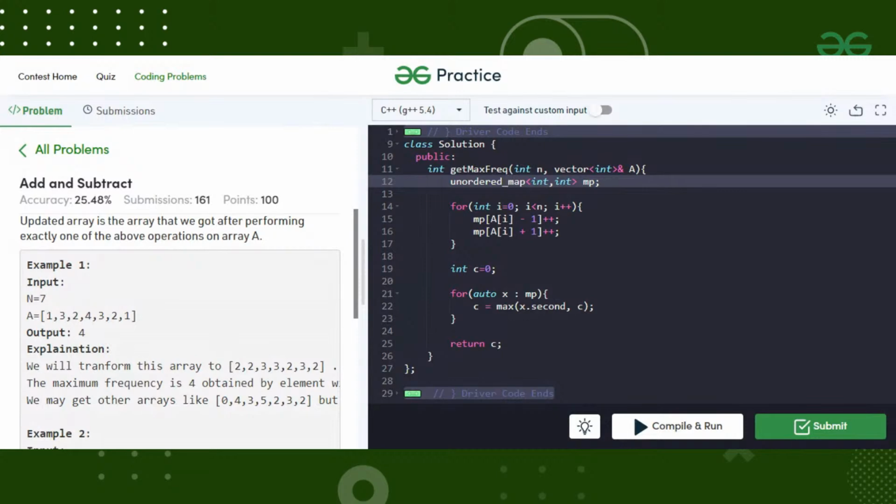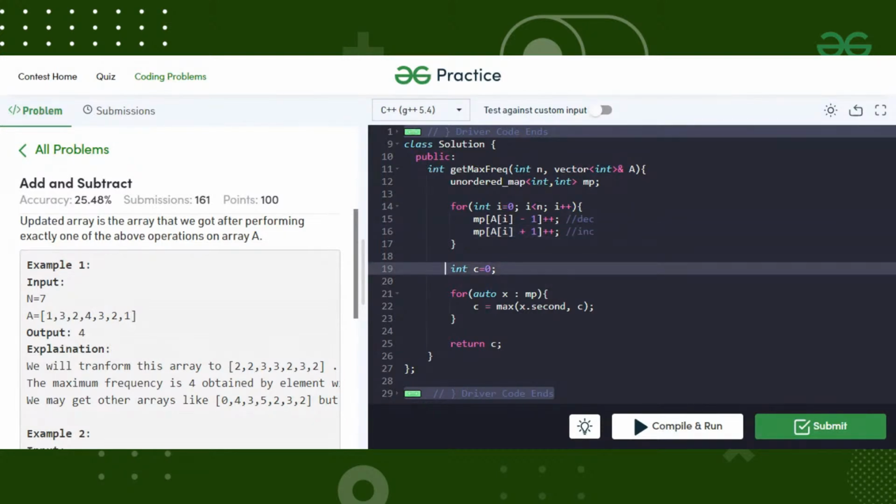Simply do an increment: subtract 1 from the integers and then update its count, and add 1 to the integers and then update its count. This is the count that you will get after doing the decrement, and this is the count that you will get after doing the increment. So update the map accordingly.